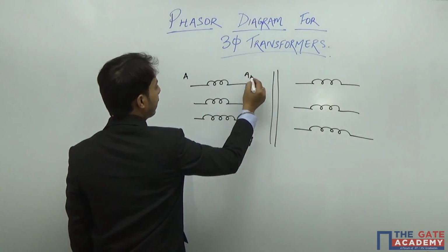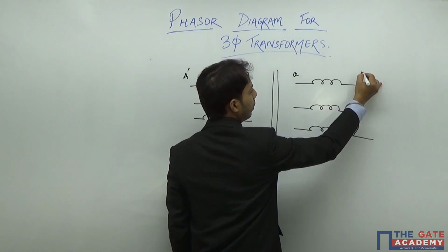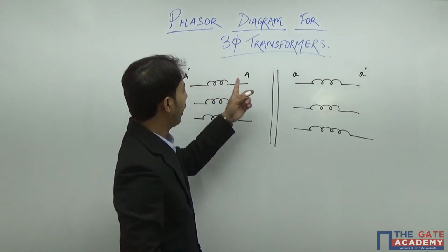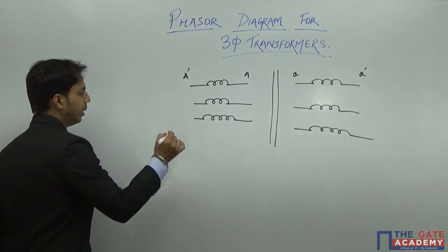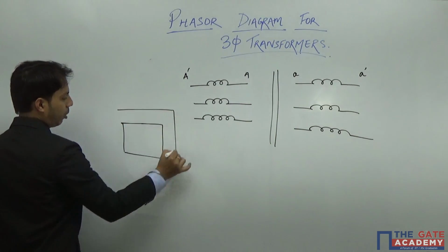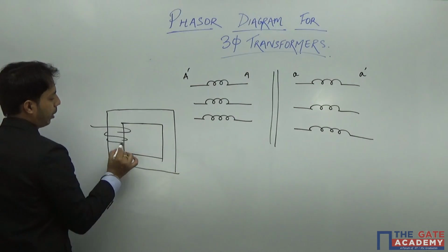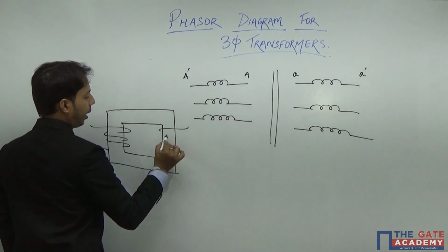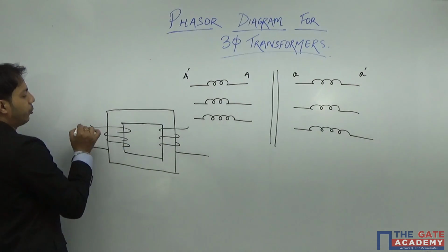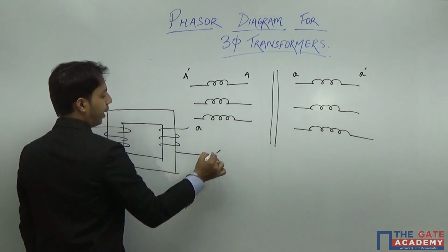Let us say this is A and this is A dash. Similarly, this is small a and this is small a dash. Now, if the diagram is shown in this way, what does it mean? It means that there is a magnetic core of the transformer, with the primary and this is secondary. So this will be my A dash, and this will be my small a dash.